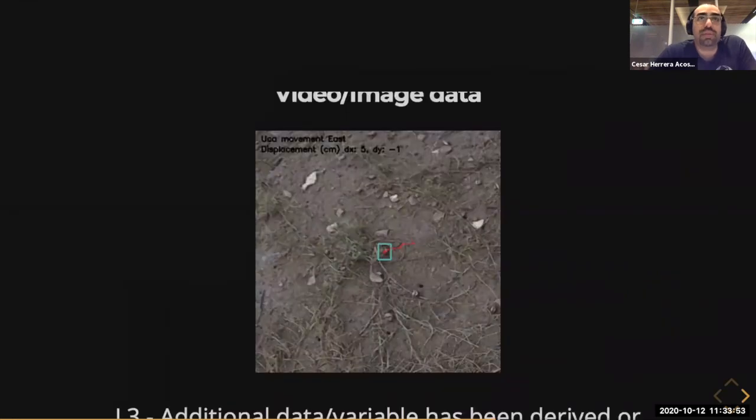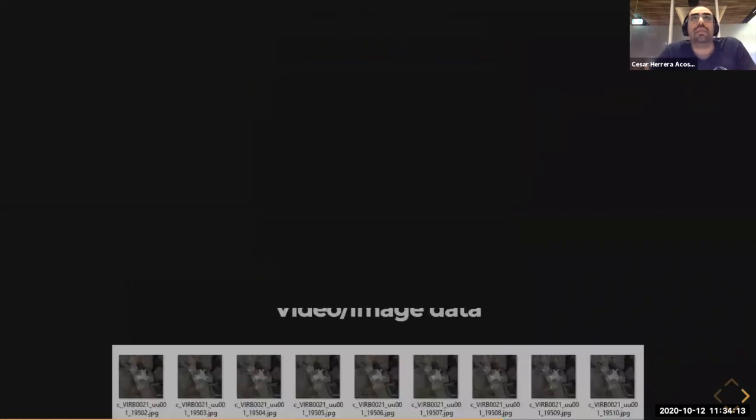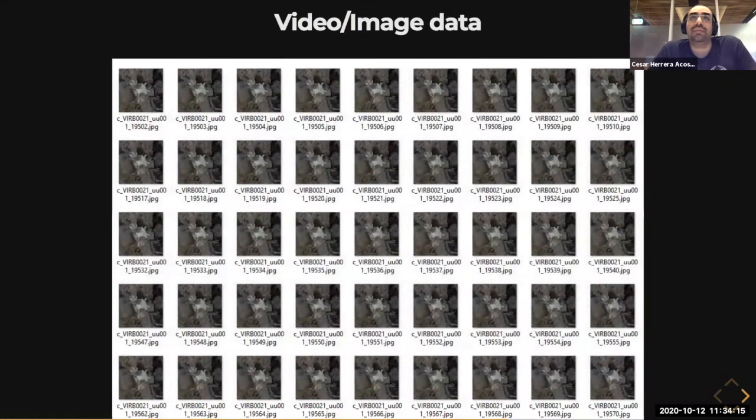My L3 product is once I have the file ready, once I start to extract or generate additional data or variables from the file. In this case, I have the video that is the raw data, but I start to generate the positions of the crab. In my case, it's important. And of course, then I have L4 data. So these are pictures of crabs. This is a crab. So this is my L5 product.